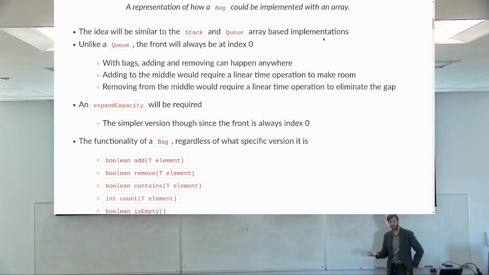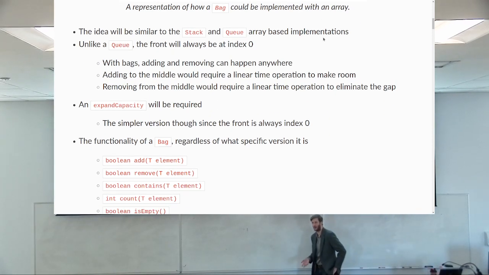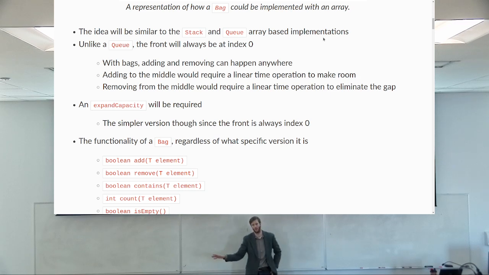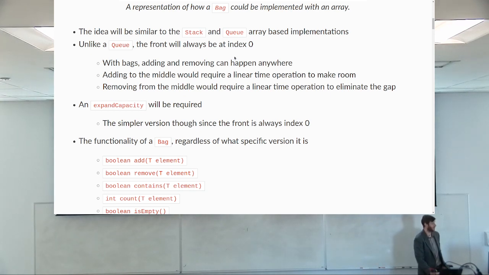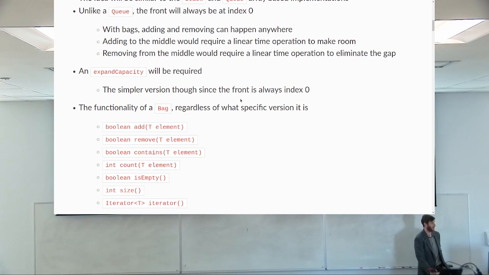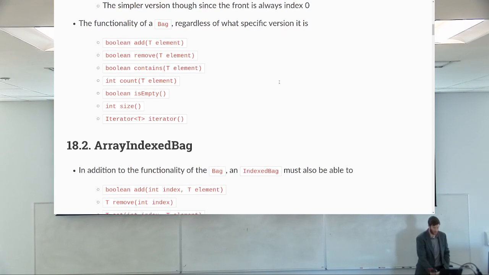Expand capacity is going to be required. It's an array. We might run out of room. But we've dealt with that a bunch of times. Just make a bigger array. It's going to be a much simpler version than the queue because the front's always index 0.